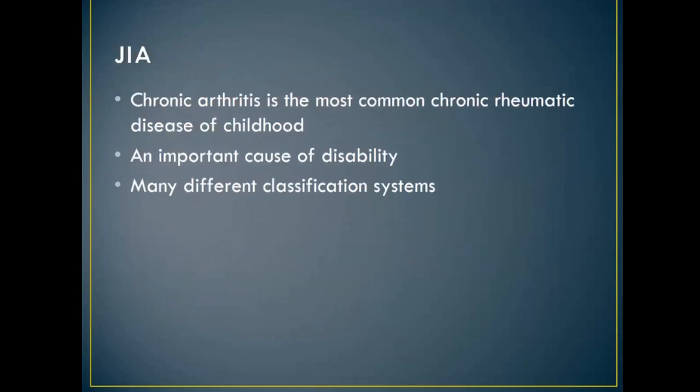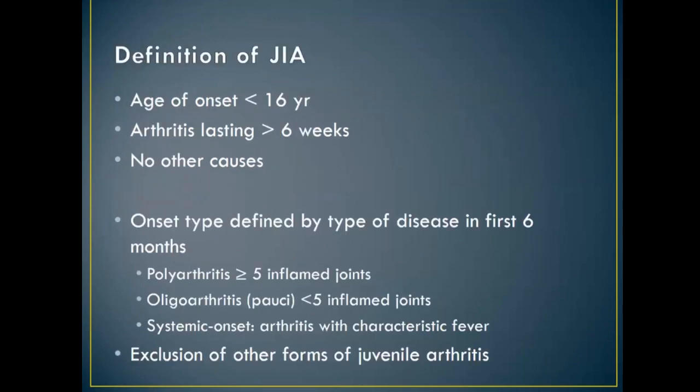Okay, so juvenile arthritis is a chronic arthritis. It's the most common chronic rheumatic disease of childhood. It's actually more common than type 1 diabetes. And it's an important cause of disability. We're trying to prevent this from happening by treating aggressively. And there's many different classification systems, which we'll go over.